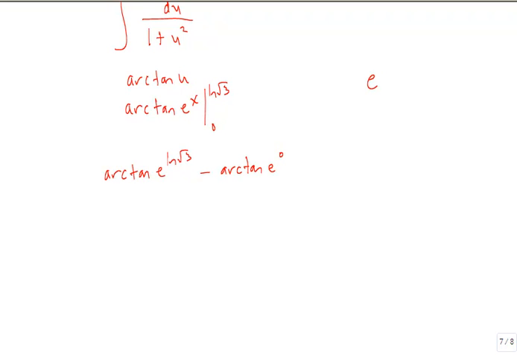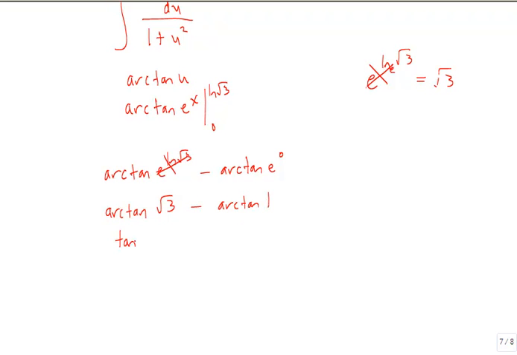Now e to the ln of root 3. Ln is base e. If these two bases match, e raised to an ln, those cancel out because exponents and logarithms are inverses of each other. So this is just root 3. So all of this becomes root 3. And we still need to do the arctan of that. E to the 0 is just 1.